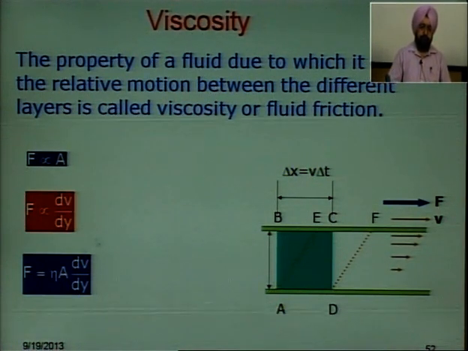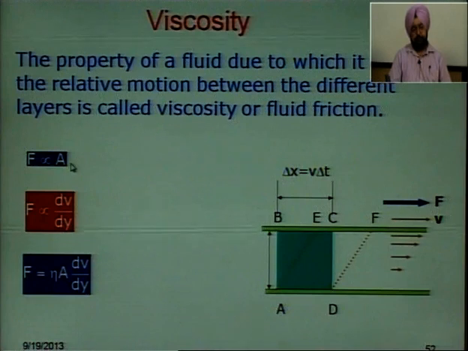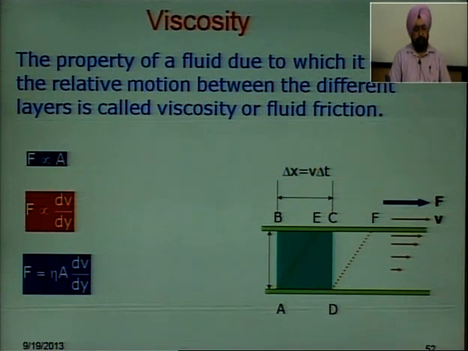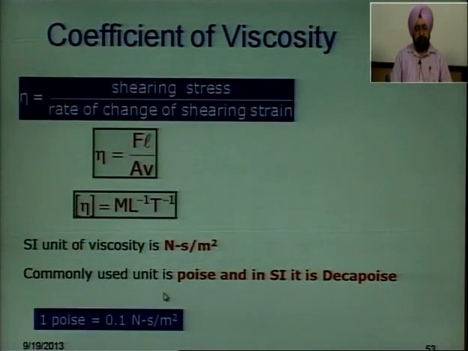Viscous force is directly proportional to the area and directly proportional to the velocity gradient, or F is proportional to area into velocity gradient. Velocity gradient means change in velocity with distance, or F is equal to some constant eta A dV over dx with a negative sign because it opposes the motion.